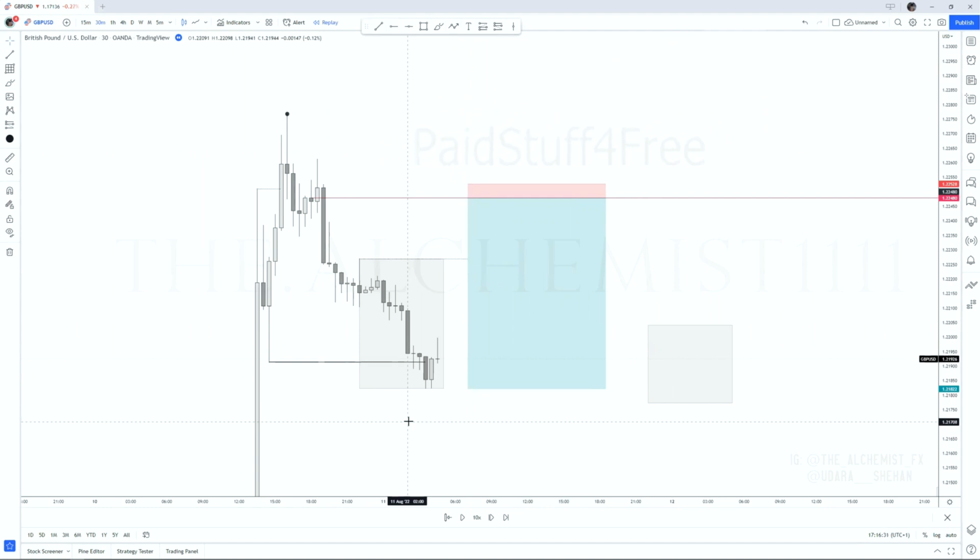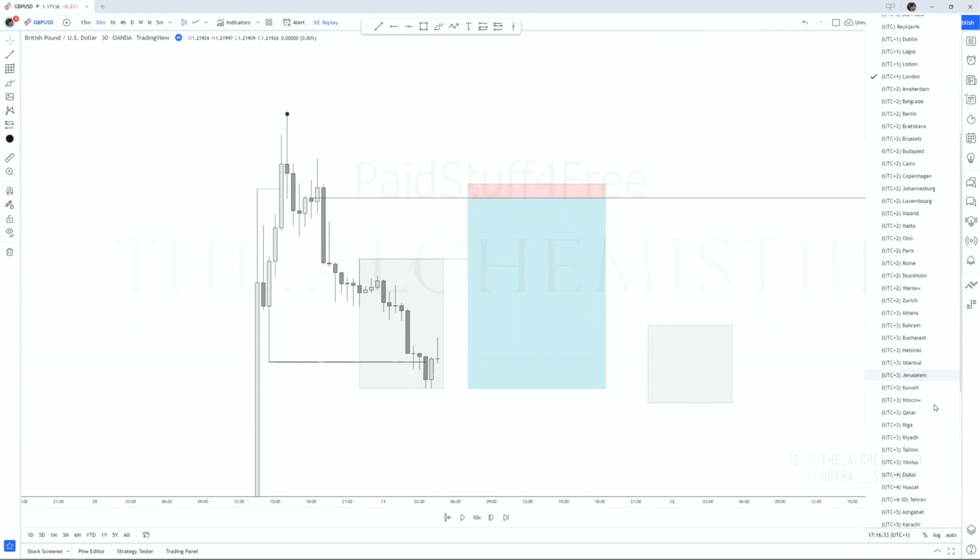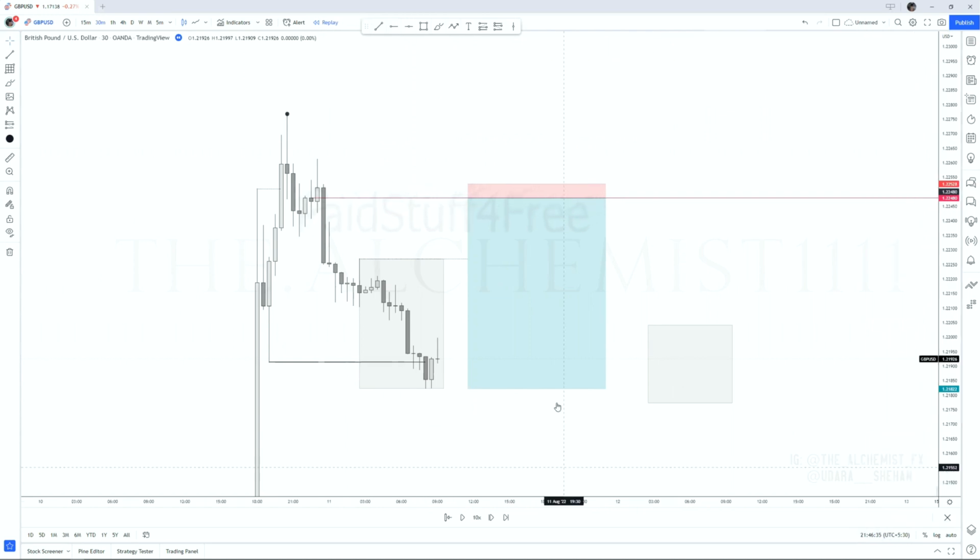See, now you will see why I told you to focus on timing. I want this to happen at the London kill zone or London open, because that is the time when, most of the time, the high or the low of the day gets set. Most importantly, if you manage to get a setup at that time of the day, you're in and out of the market very quickly.